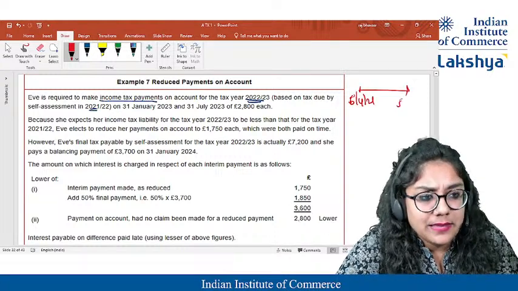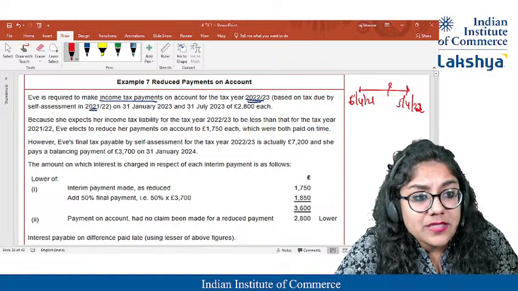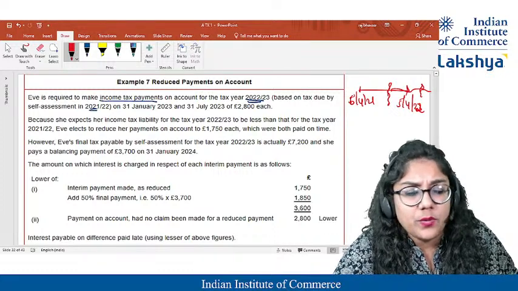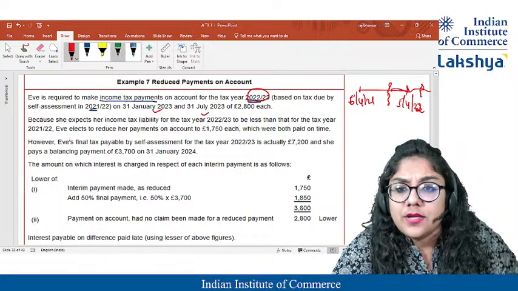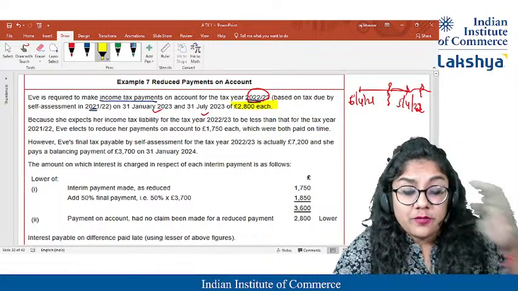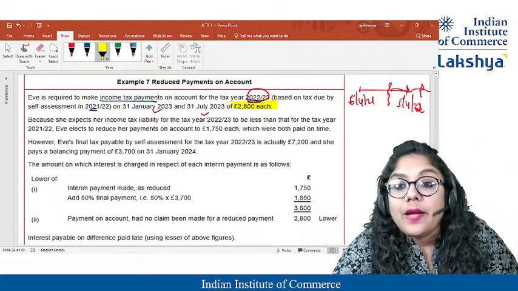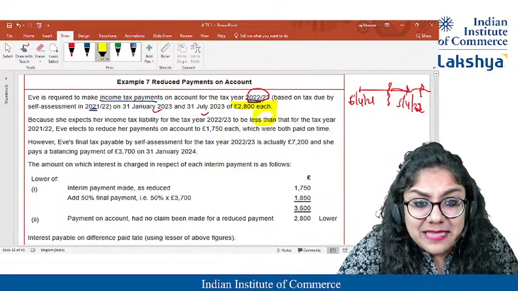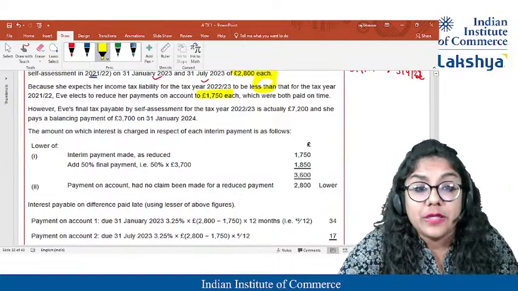So 6/4/21 to 5/4/23. Over here, he will pay on 1st Jan, then July and then Jan. He has to make the payments on some dates, and for the current year, he has to make payments in January and August. At that date, he was supposed to make a payment of 2,800 each, for both times. Because she expects her income tax liability for the current year to be less than the previous year, she elects to make a reduced payment of 1,750 only.